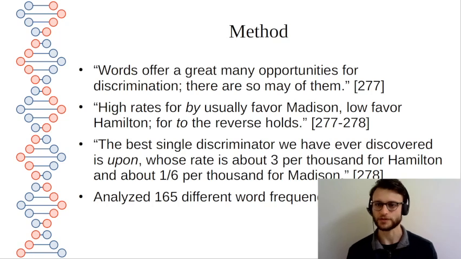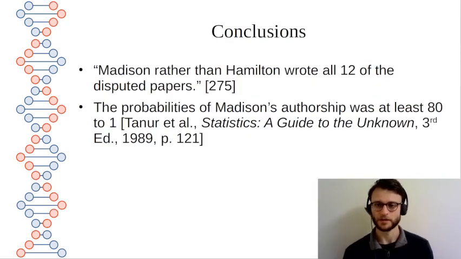If the vast majority of indicators aligned with a specific author's tendencies, there's a high probability that they are the author. So the researchers concluded that Madison was the author of the disputed letters, and the mathematical probability of his authorship was at least 80-1 based on the word frequency usages. So this is convincing evidence that stylometry can be used effectively to make probability claims about authorship under certain conditions.